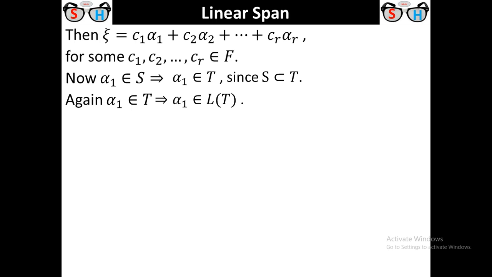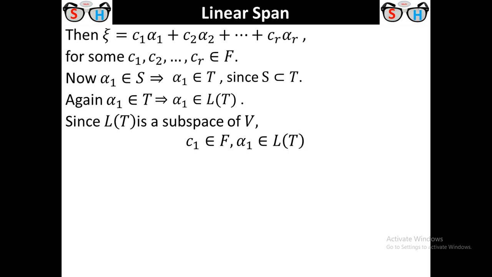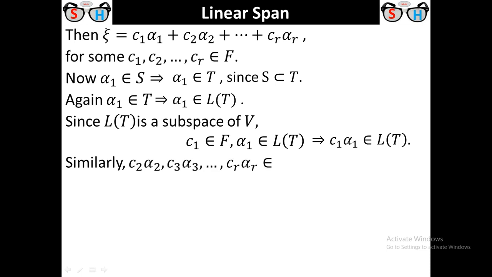Again, since L(T) is a subspace of V, then c1 in F and alpha 1 in L(T) must imply that c1 alpha 1 is in L(T), which is the second condition to be a vector space or subspace. Here we know that L(T) is a subspace. So for all c in F and for all alpha in that set, that is L(T), their multiplication c1 alpha 1 must be in L(T). So as a result we get c1 alpha 1 in L(T). Similarly, c2 alpha 2, c3 alpha 3 and cr alpha r are all elements that must belong to L(T).